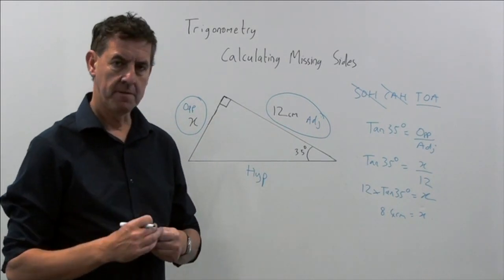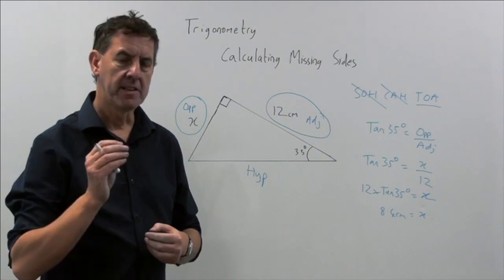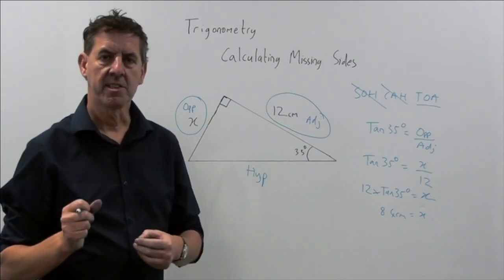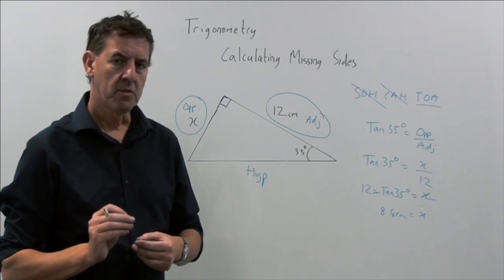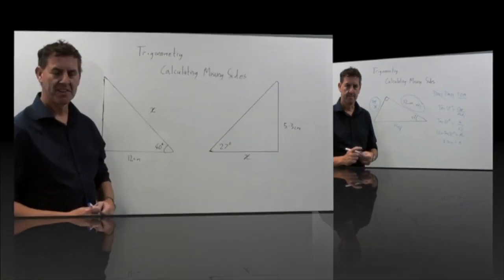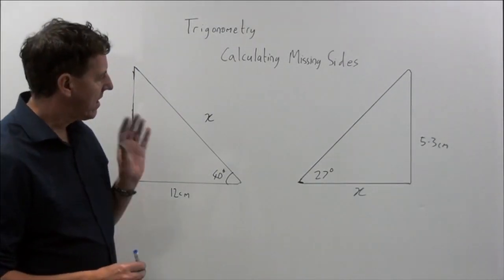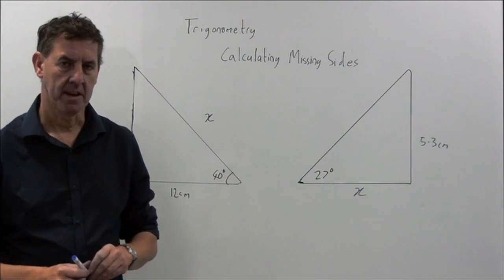You should now feel comfortable with calculating missing sides. Not only does trigonometry allow us to calculate missing sides, it allows us to also calculate missing angles, and that's what we're going to have a look at next. Okay, now what we're going to do is finish this lesson on trigonometry by looking at slightly harder missing sides to calculate.